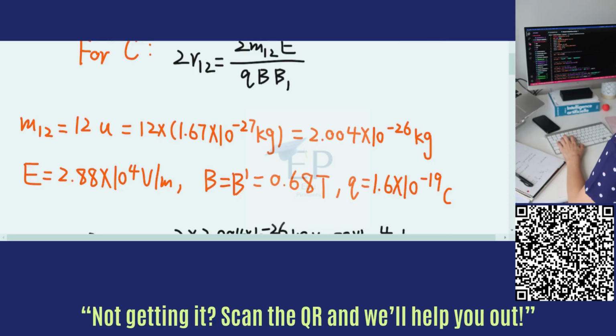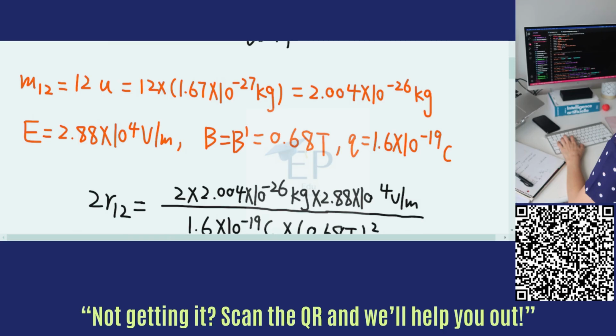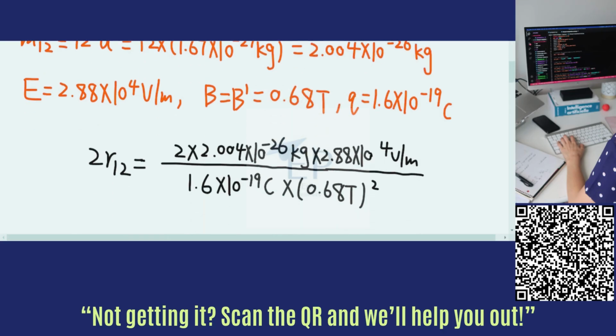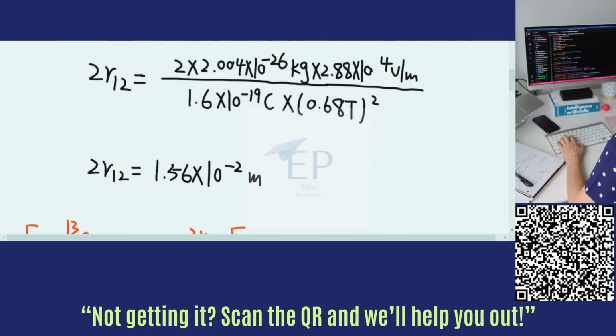And we know the strength of electric field in this case is given as 2.88 times 10 to the power of 4 volt per meter. And we know B is equal to B prime, which is equal to 0.68 Tesla. And the charge on the charged particle is 1.6 times 10 to the power of negative 19 coulombs. If we plug in the values, eventually we'll have 2R12 is equal to 1.56 times 10 to the power of negative 2 meter.